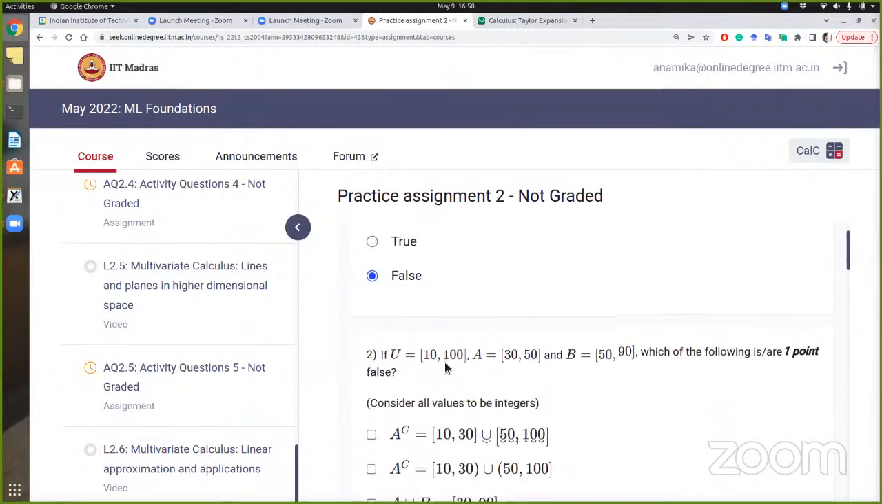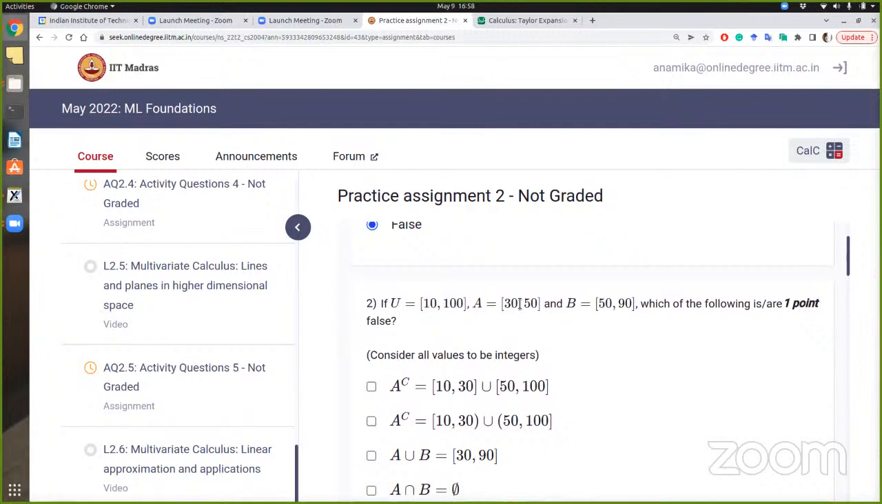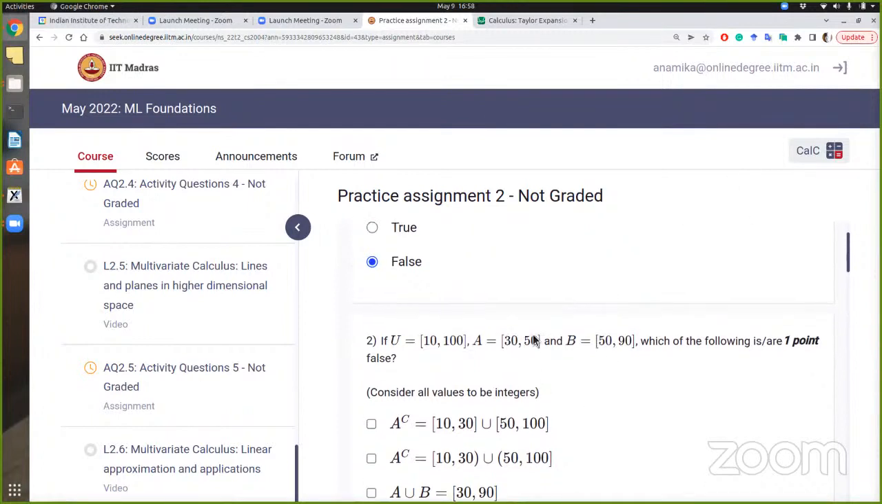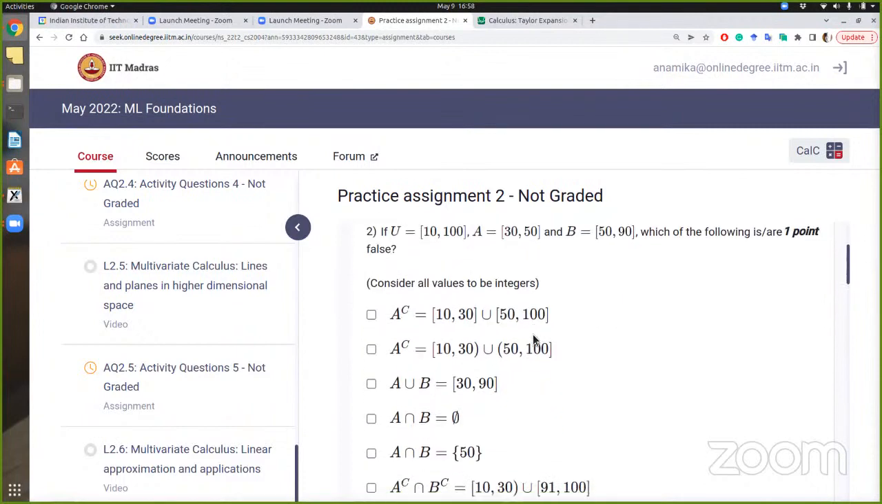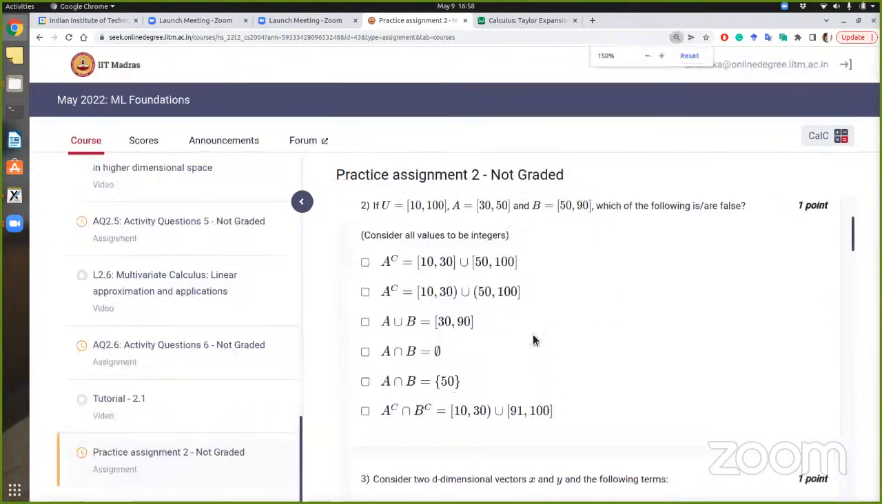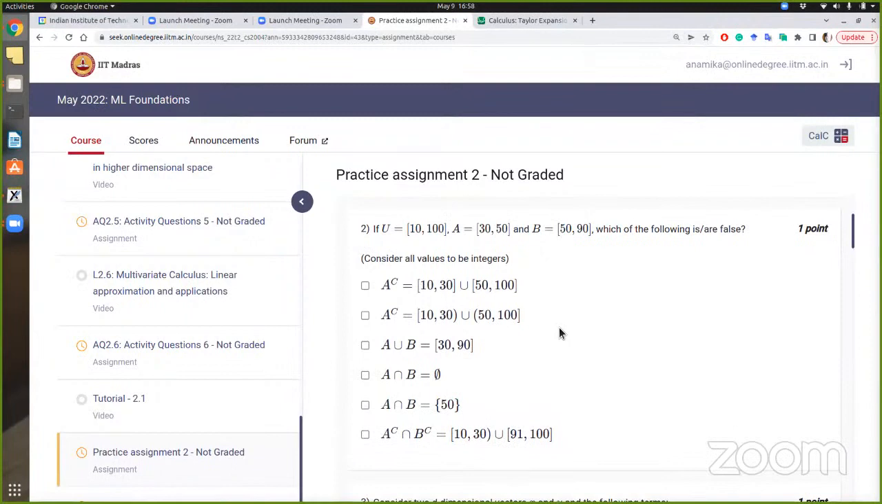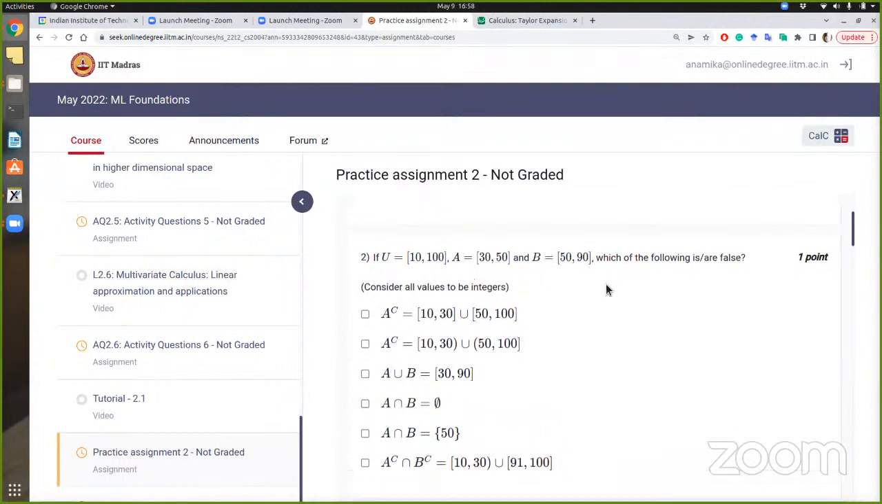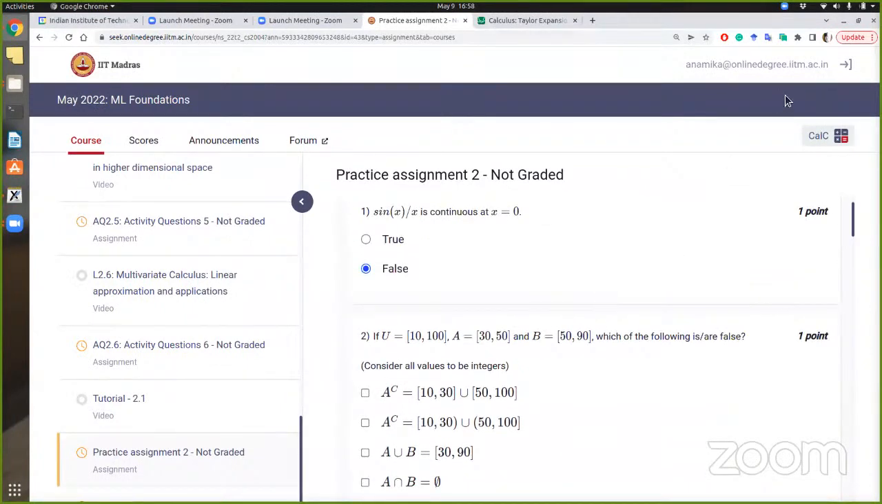Is that clear? Okay. Let's move on. Is there any question? Hello? No. Okay, all right. Next question. I have a doubt. So, yeah. Sin x by x. If you draw the sin x by x, it looks like it is continuous.